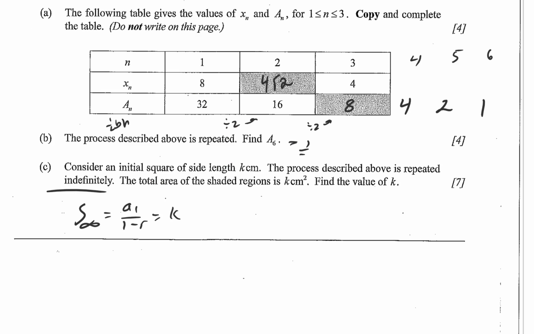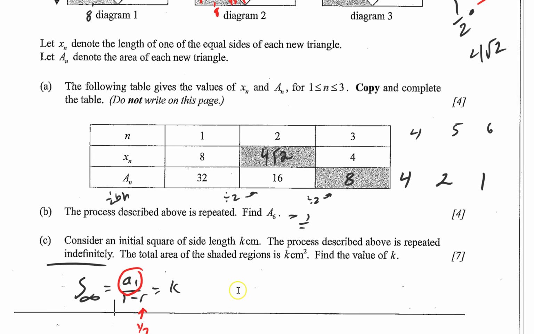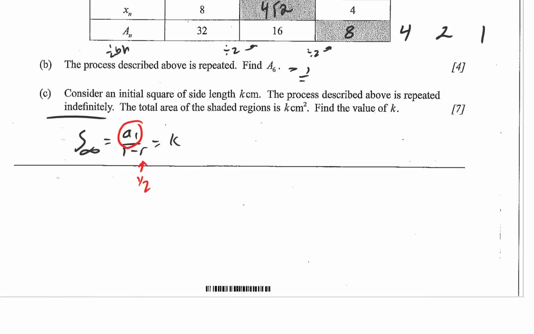Now I know something else. I know what r is already. We figured it out. It's 1/2. We're dividing by 2 every single time. So r is just 1/2. All I gotta do is figure out what a1 is. And a1 is the area of the first triangle, this right there. Now I can't just use 32, because remember this time they're doing it with the side length of k. So let's draw that out.